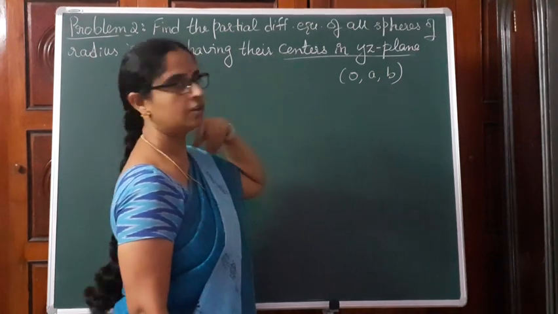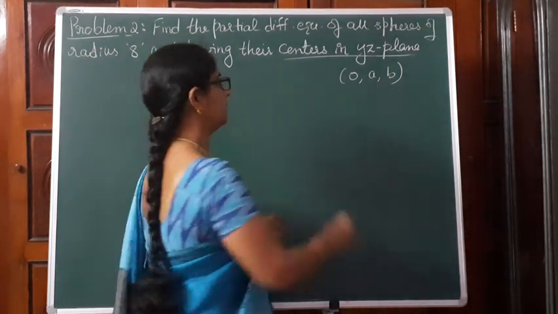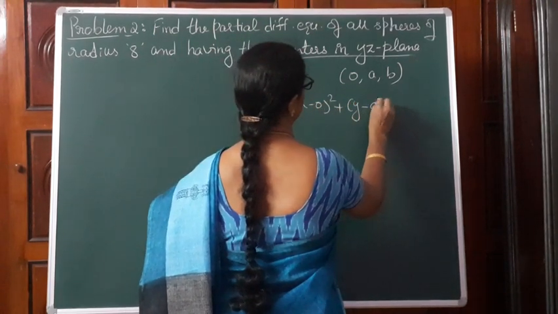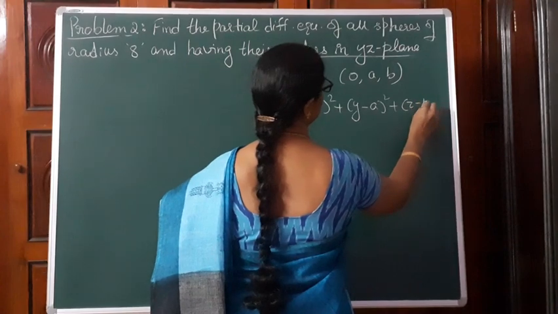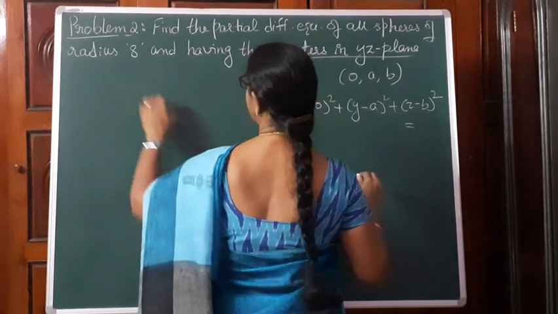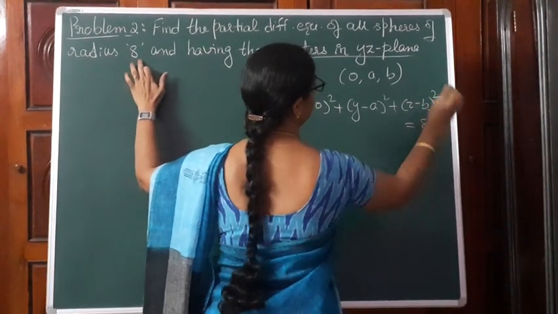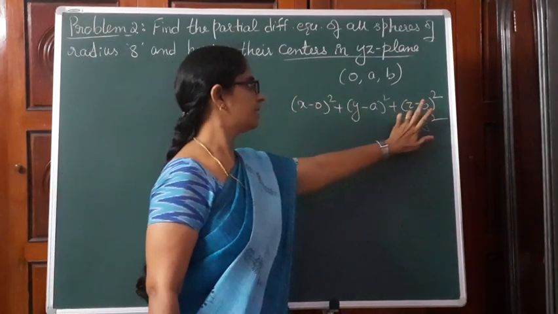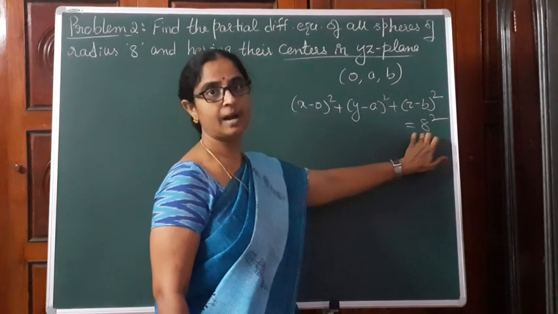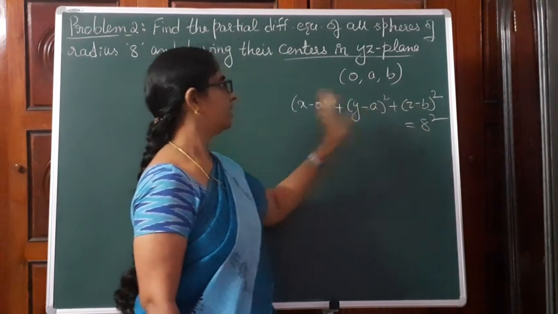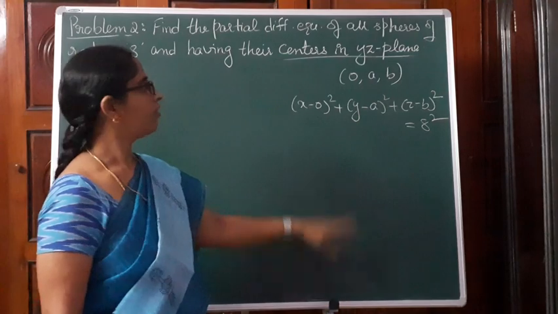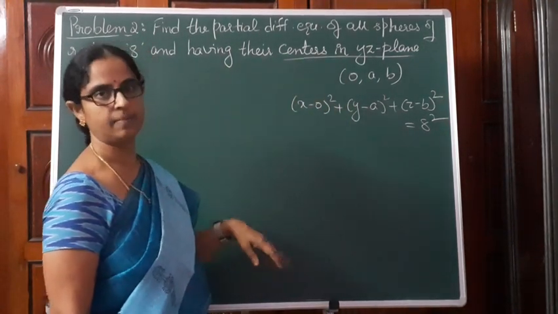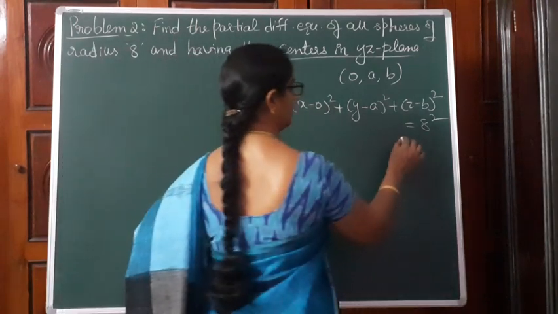Then what is the equation of the sphere in that case? It is (x minus 0) whole square plus (y minus a) whole square plus (z minus b) whole square is equal to r square. Radius is given as 8. So here we obtained the equation of all spheres having radius 8 whose centers lie in the yz plane. So this is our given equation.